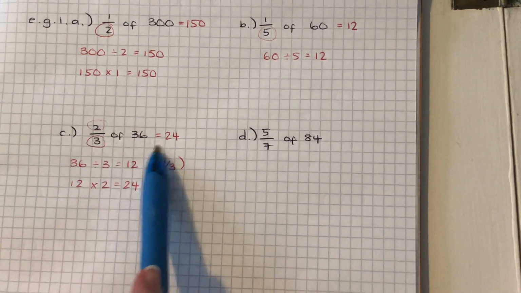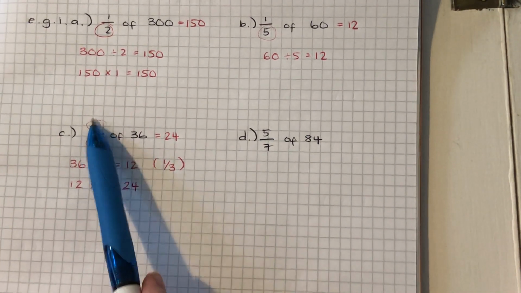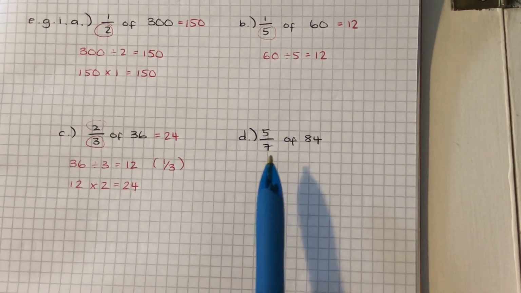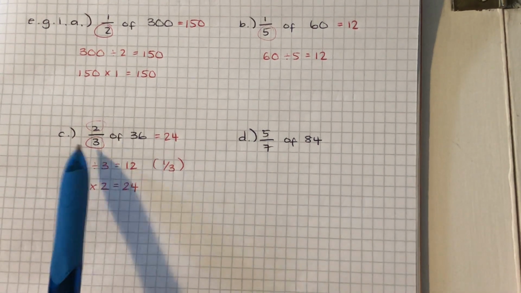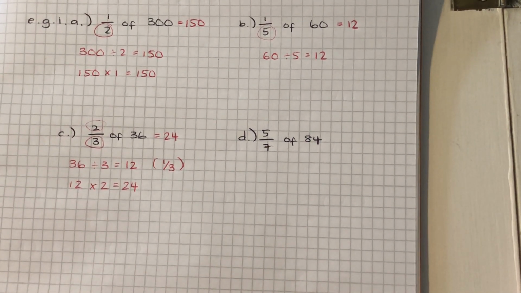So by dividing by the denominator, what you're doing is finding one, so for this example, 1/3 of the number that you're looking for. Then you just multiply by how many of those thirds that you want. So we wanted 2, so we multiplied the 1/3 by 2 to get 2/3.